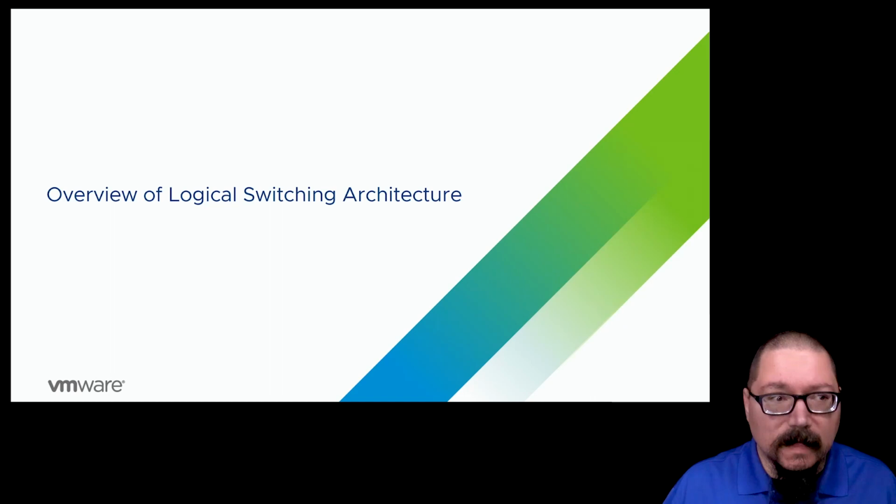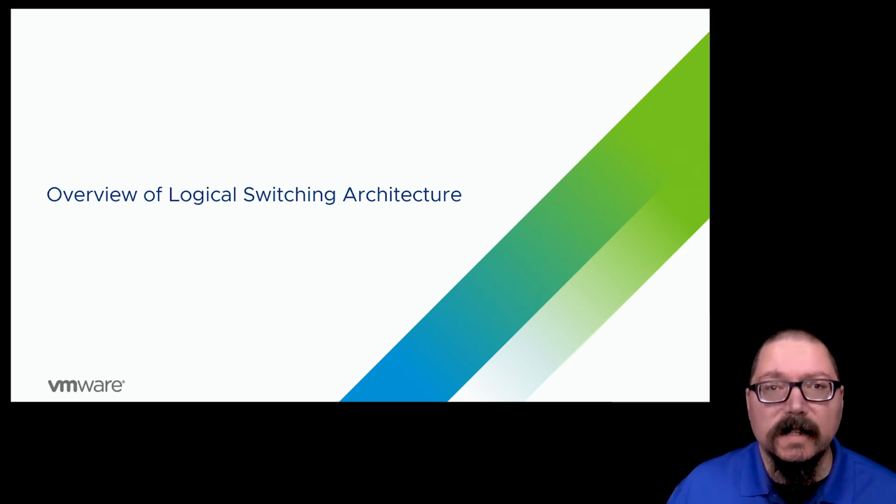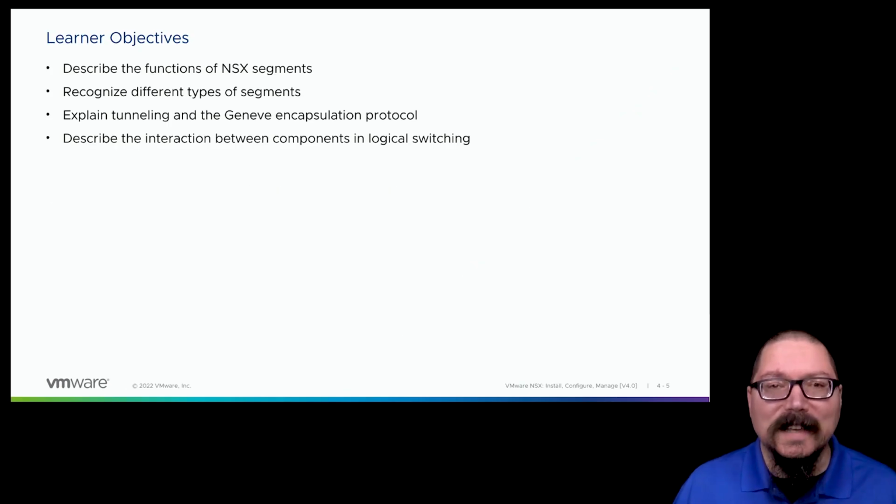Now, this is just going to focus in on the logical switching architecture, like I just said. The other topics are going to come in some additional videos real soon, so be patient with me. But here we're going to talk about NSX segments, what they are, why they are, what we're going to use to do our overlay networking, the Geneve protocol there, what we're going to do to actually program this, and some of the different components involved.